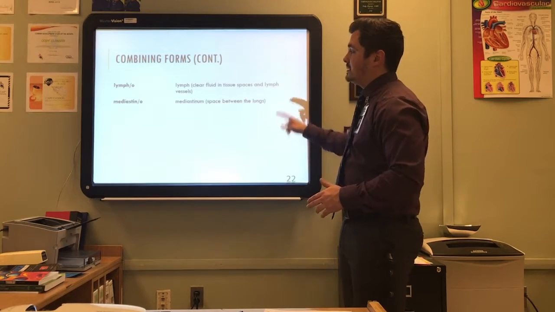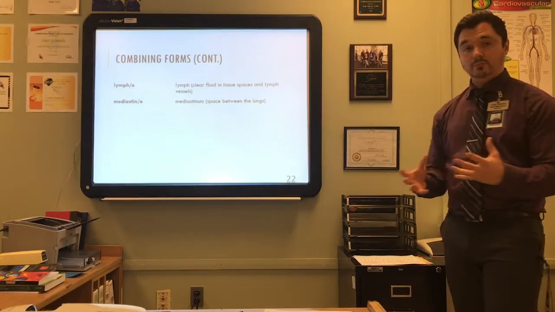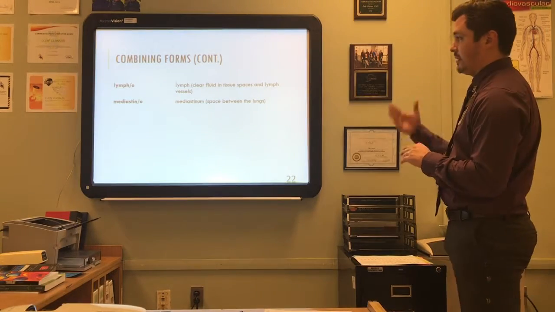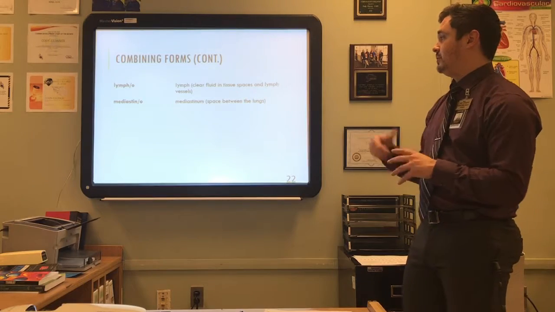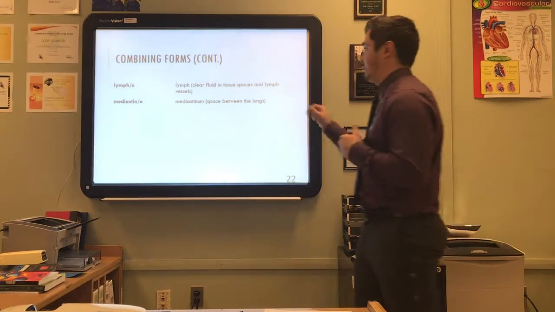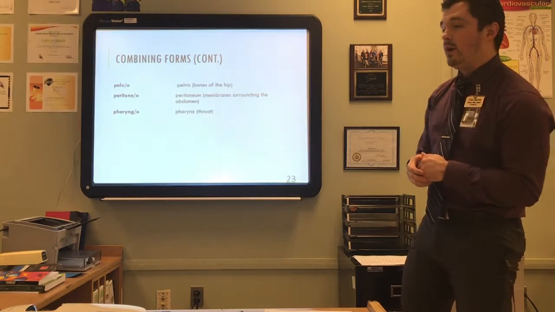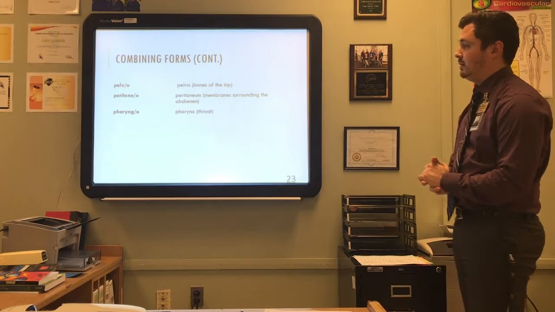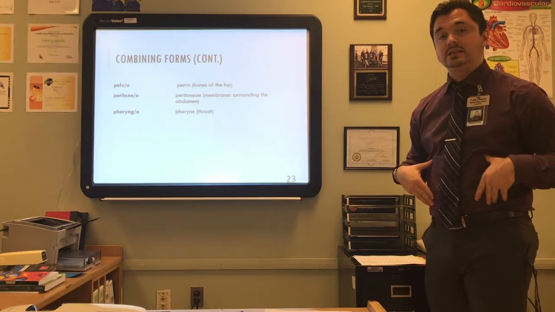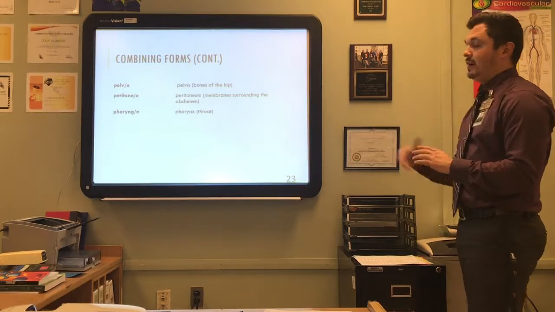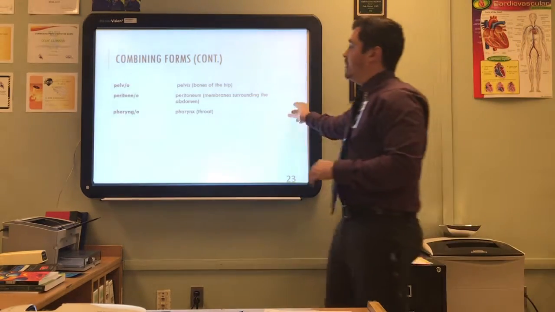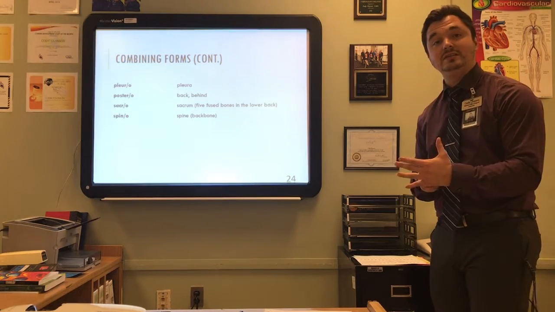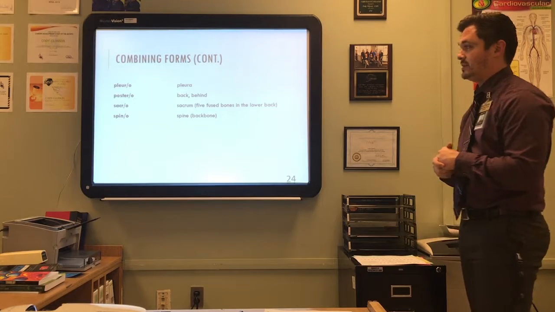Lumbo is your loin or waist. Lympho pertains to lymph, which is a clear fluid in tissue spaces and lymph vessels. You have mediastino, which is the mediastinum, the space between your lungs. A couple more words here. You've got pelvo, which refers to the pelvis or the bones of your hip. Peritoneo refers to the peritoneum, which is the membrane that surrounds your abdomen. You've got your pharyngo, which is your pharynx or your throat, different than the laryngo. Be aware of that. You can have pharyngitis or laryngitis. Those are two different diseases, guys, so two different parts there.